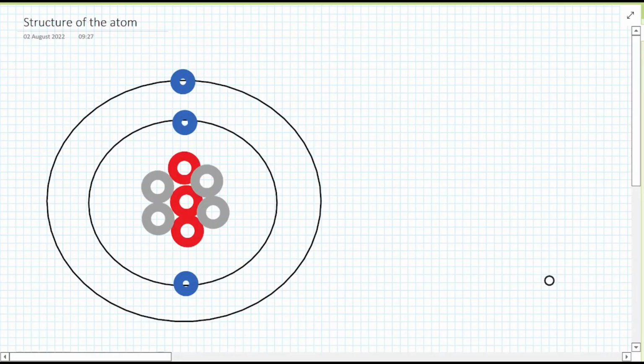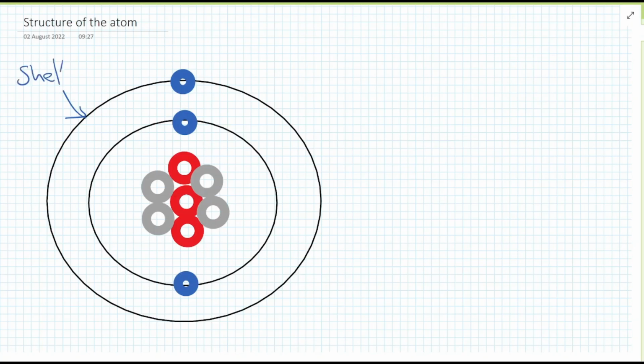Hi there, today we're going to look at the structure of the atom. I've got a real simple diagram of the atom here. We're just going to start off by labeling it. This is a simple Bohr model. We've got two shells here, and we have a nice nucleus here.